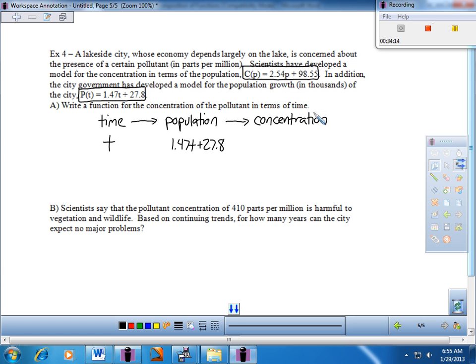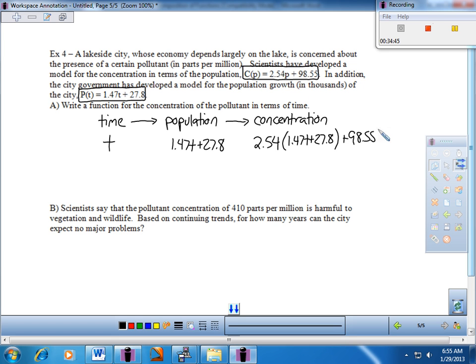And basically what would happen is here is the population function right here, right? That replaces the input of the concentration function. This substitutes in for p right here, because that is population. So, oh wow, this looks great. Instead of 2.54 times p, it's 2.54 times this piece right here. And then don't forget that 98.55 on the back end.